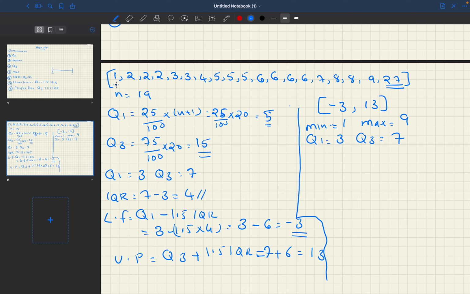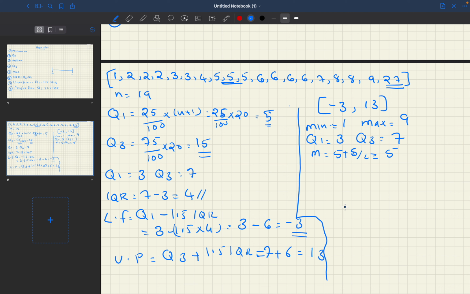So for that, 1, 2, 3, 4, 5, 6, 7, 8, 9, 10. We can take the 9th and 10th values, which are 5 and 5. Since it's an even number, we take the average, so it will be 5 plus 5 by 2. That will be our median. The median will be 5 plus 5 by 2, which is 5.